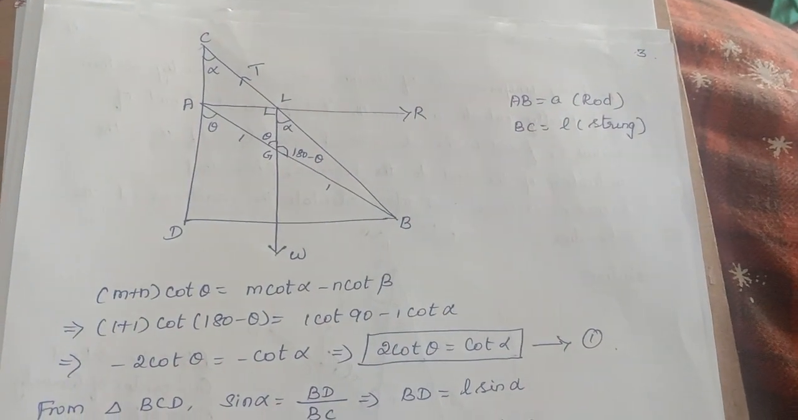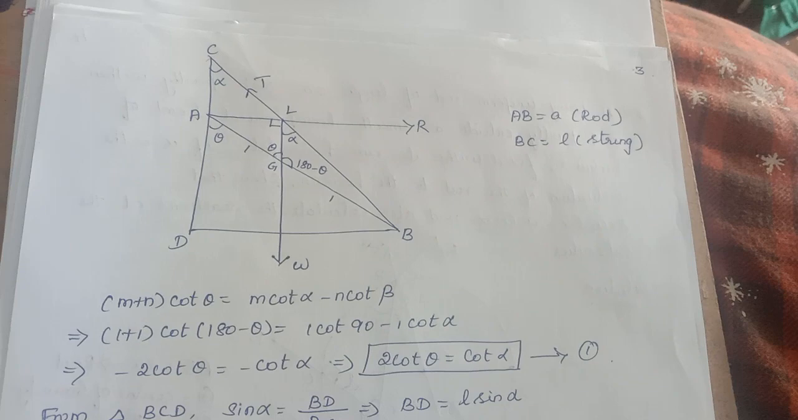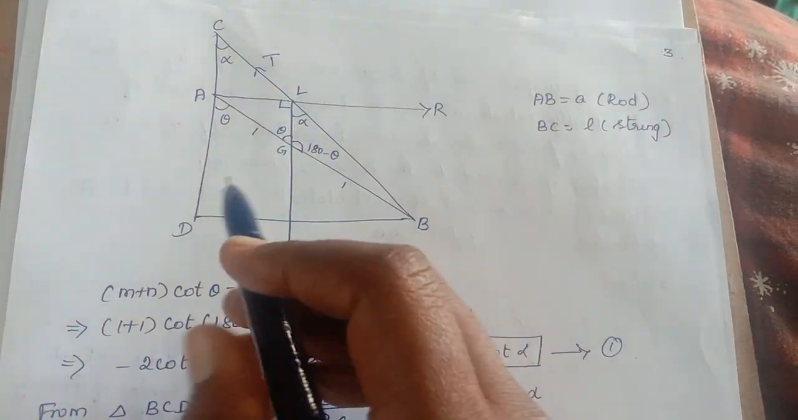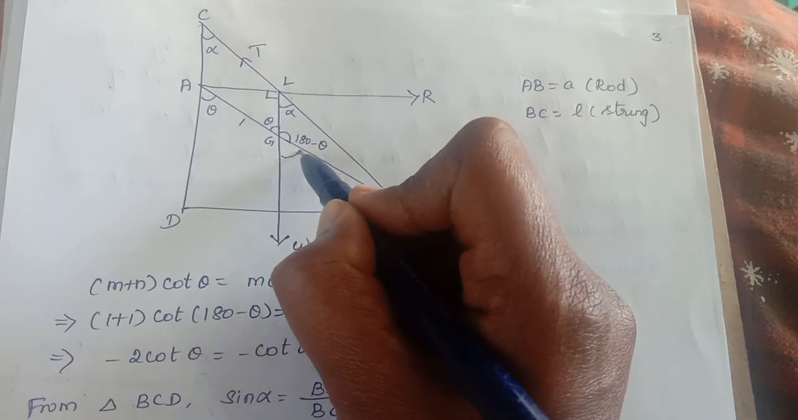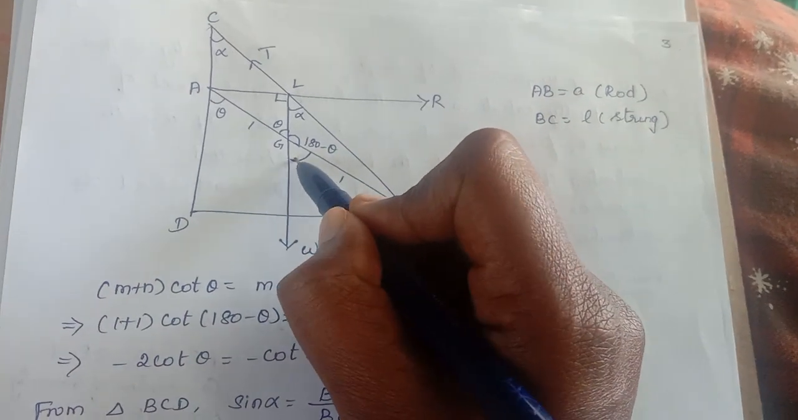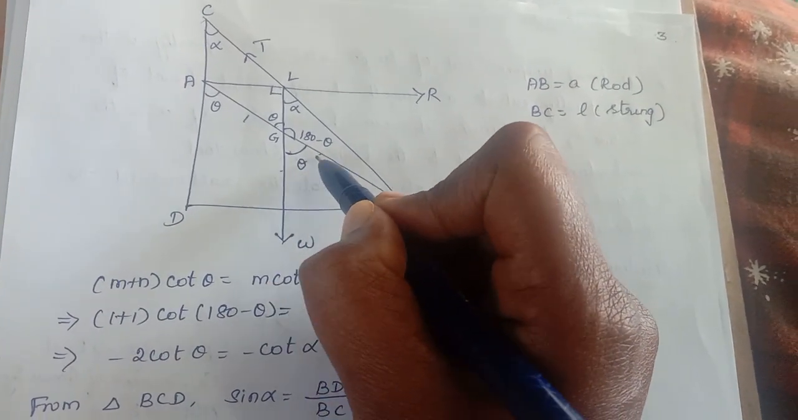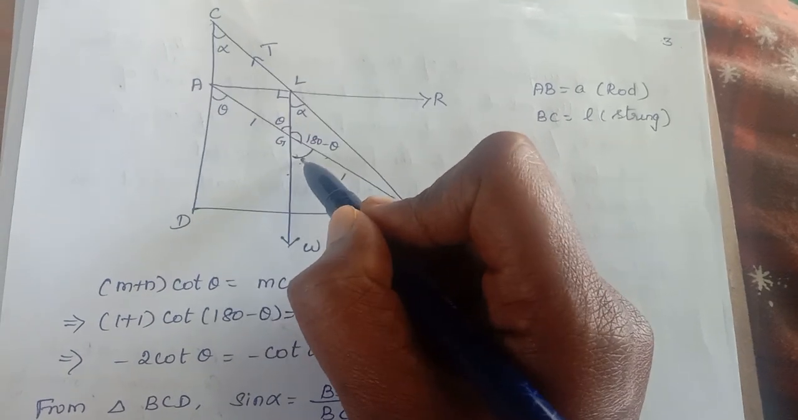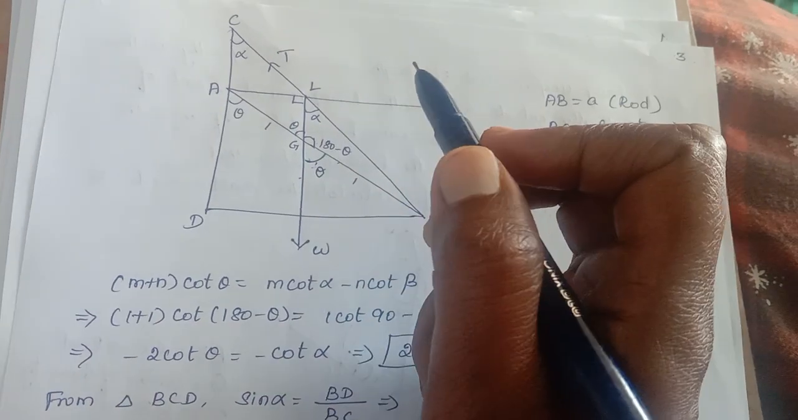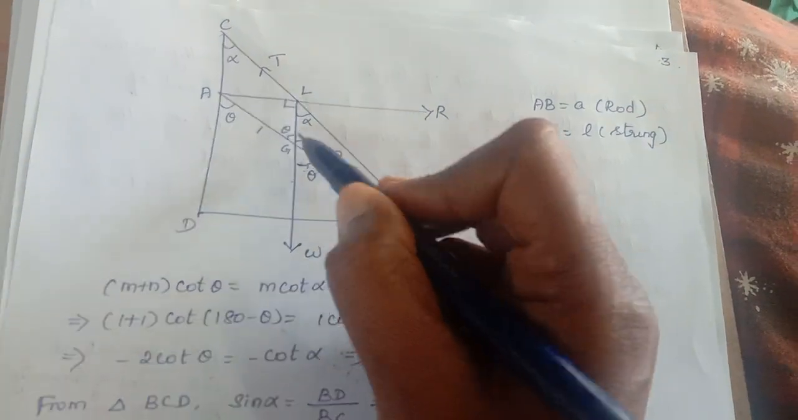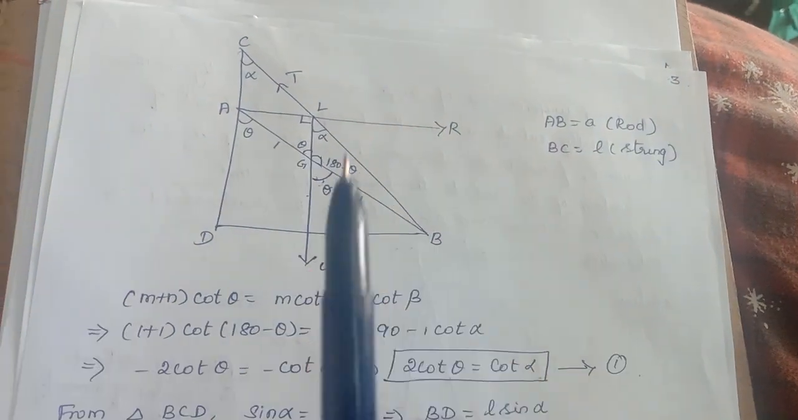Now let us mark the angle. This angle I have taken as theta. This is the angle between the vertical line and the rod, so this angle will also be equal to theta, because this is also the angle between the rod and the vertical line. If this is theta, this will be 180 minus theta, and this will be theta. Or if this is theta, this is also theta. So these two angles are known.